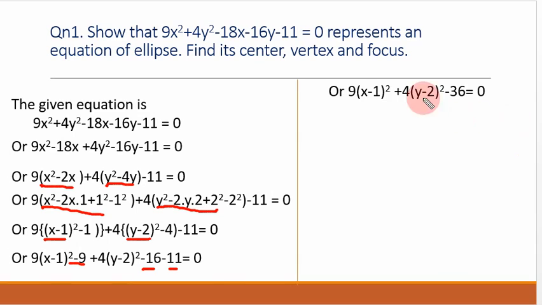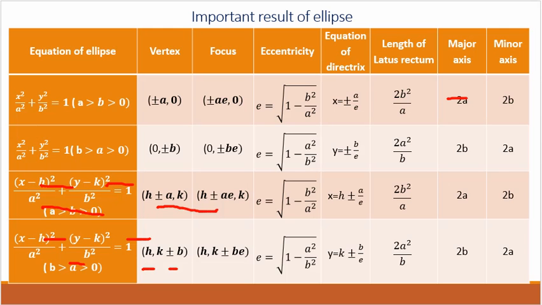Look at here, that becomes minus 36, and we take it to the right. This minus 36 should be taken to the right side so that we get this one, and we have to make this 1 because in the equation of ellipse, look at here, all the right hand terms are 1.